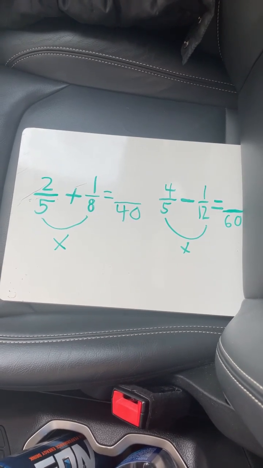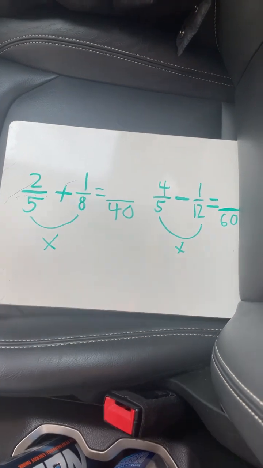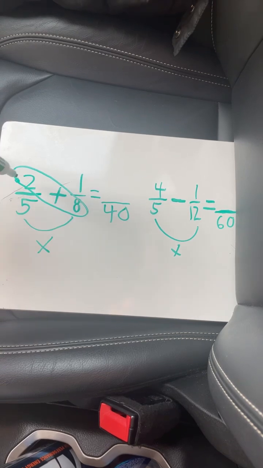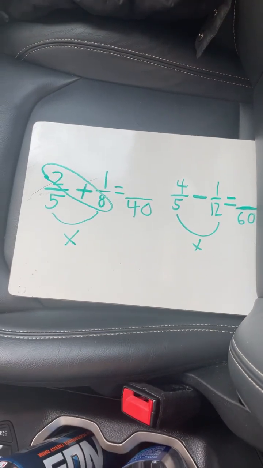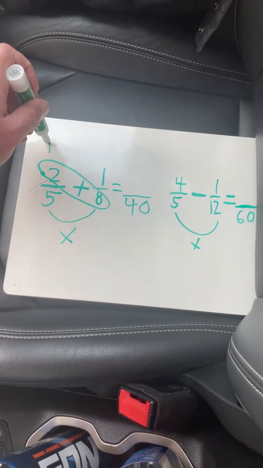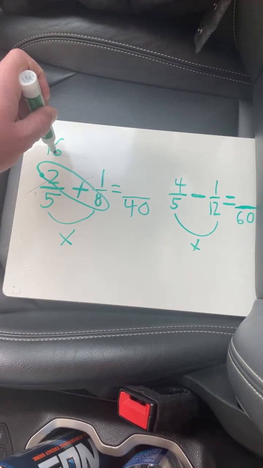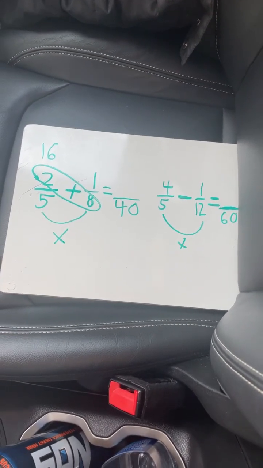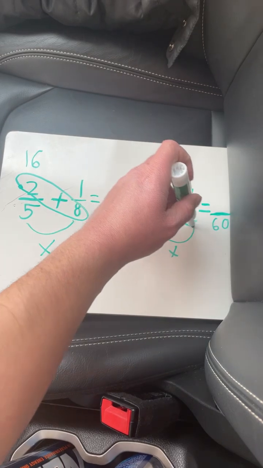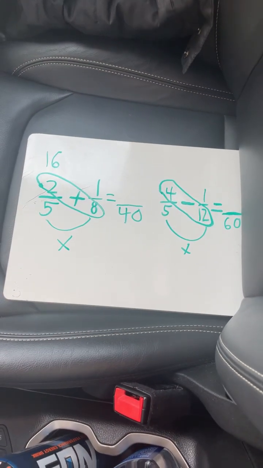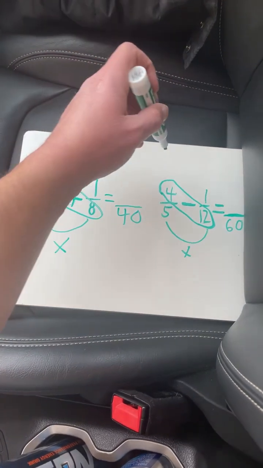Step 2, you multiply the numerator with the opposite denominator. So here we are going to multiply 2 times 8. 2 times 8 is 16. I would write the product right above the first fraction. 4/5 minus 1/12, same thing. We multiply the numerator with the opposite denominator. 4 times 12 is 48.